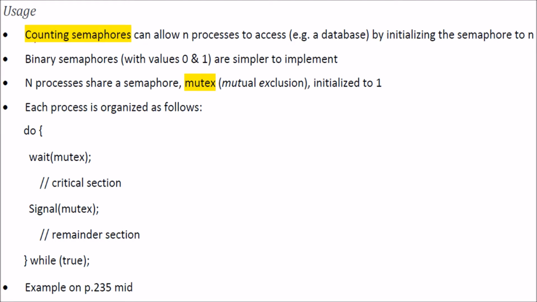We can have two types of semaphore, counting and binary. Counting means it can allow n processes to access, for example, a database by initializing the semaphore to n. Binary means 0 and 1.